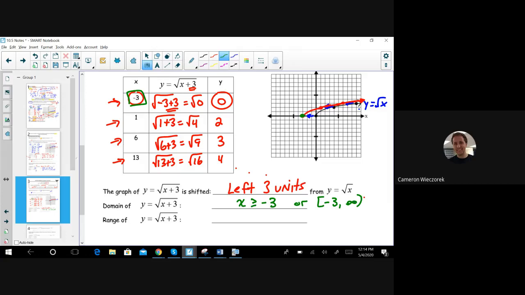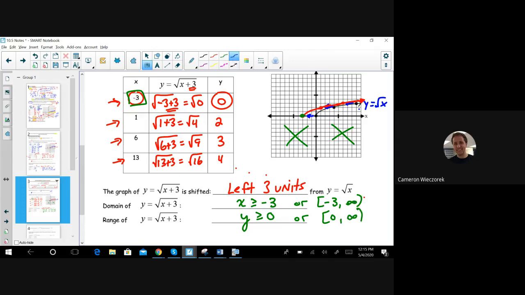The range, notice, didn't change this time. All of the y values are at 0 or higher. Nothing down here, nothing down here. So there's no negative y values. My range is unchanged from the parent function. It's just y is greater than or equal to 0. Or you could write that as 0 to infinity.